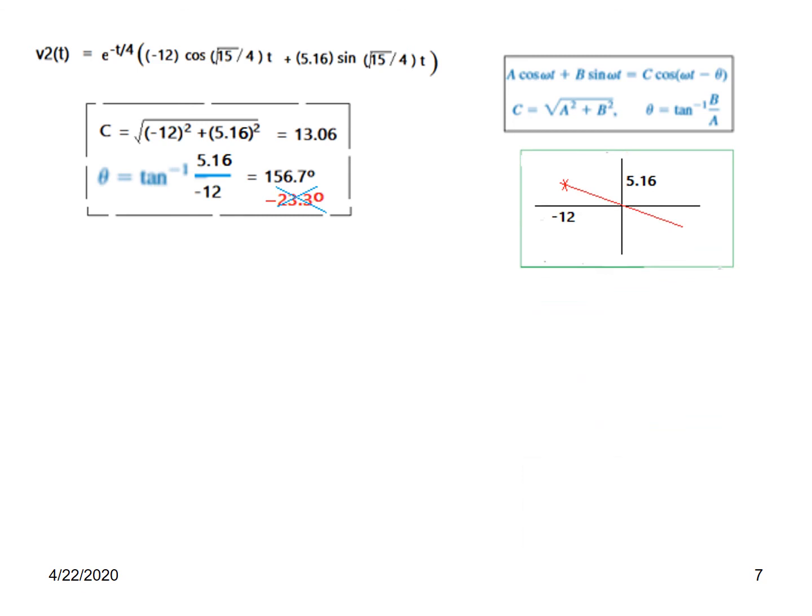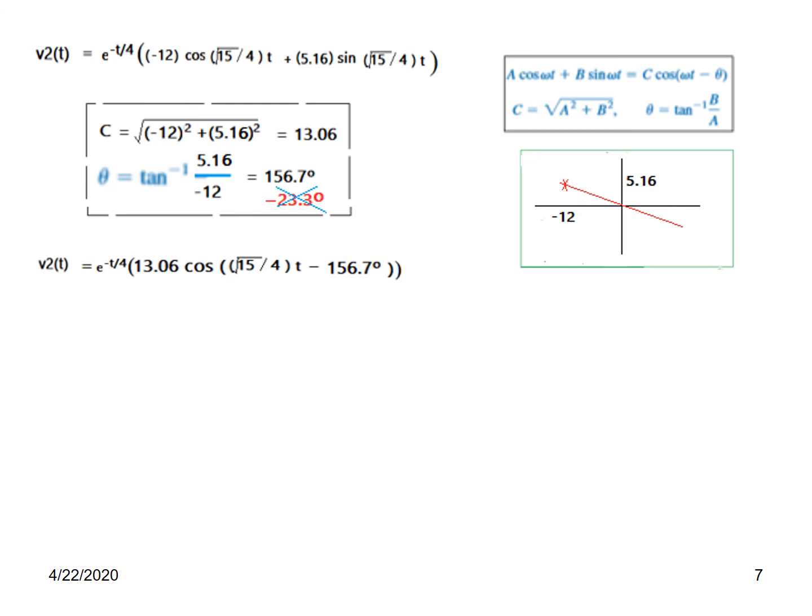Now if you see from this diagram, this is our x-axis and this is the y-axis. x is 12 and y is 5.16. So the point lies somewhere here in the second quadrant, not in the fourth quadrant. So when it is showing minus 23, that means it is considering it to be in the fourth quadrant. So we have to manipulate, we have to add 180 degrees to this to come into the second quadrant, and so our answer will be 156.07 degrees.